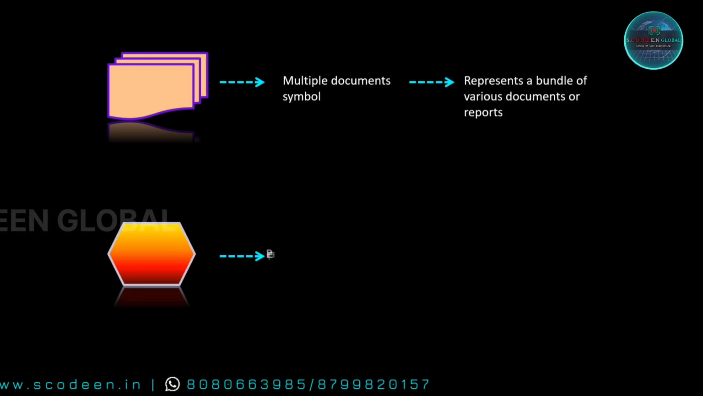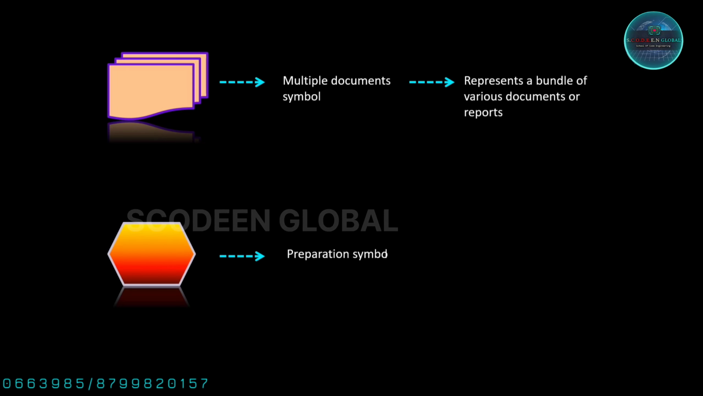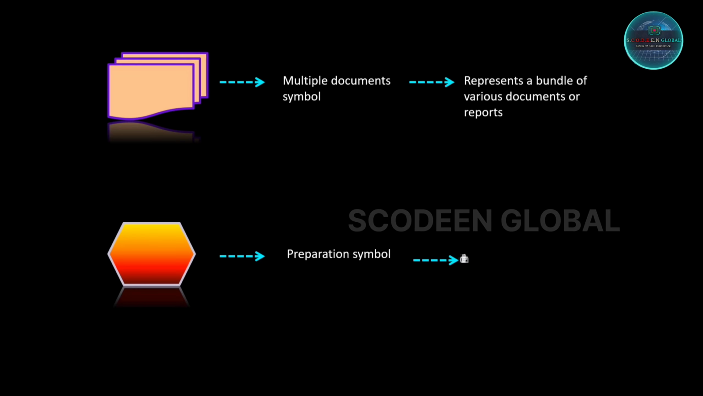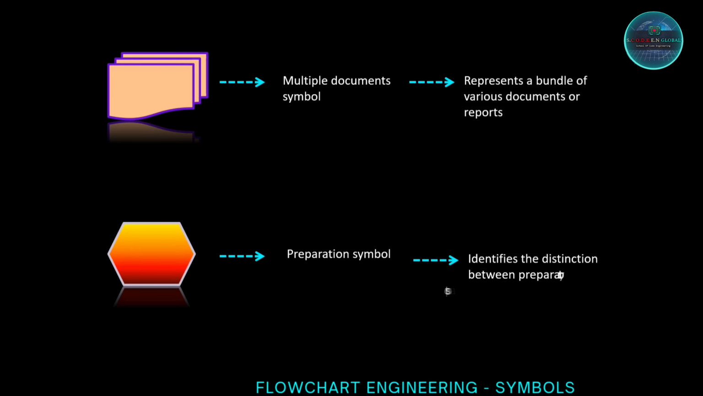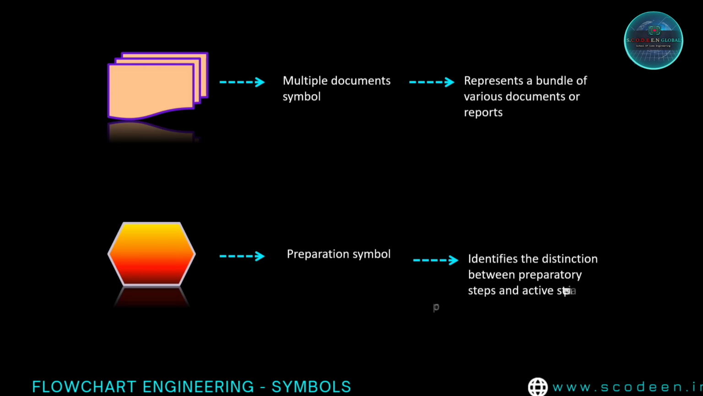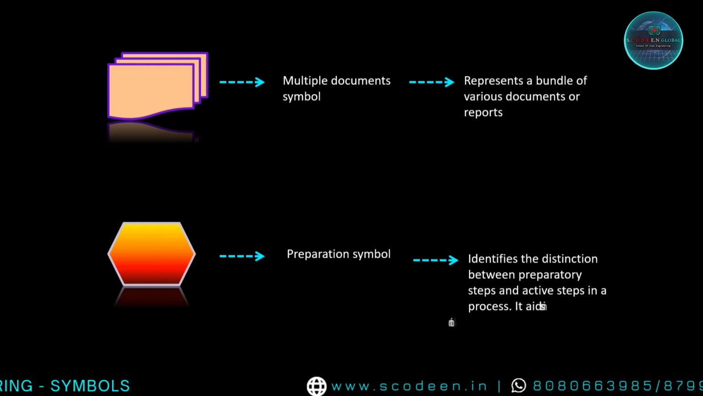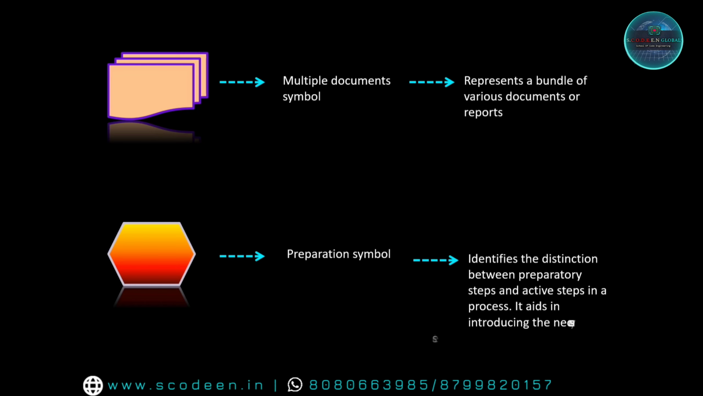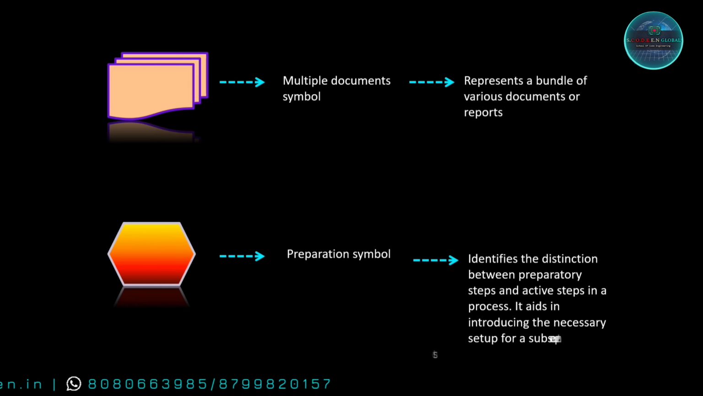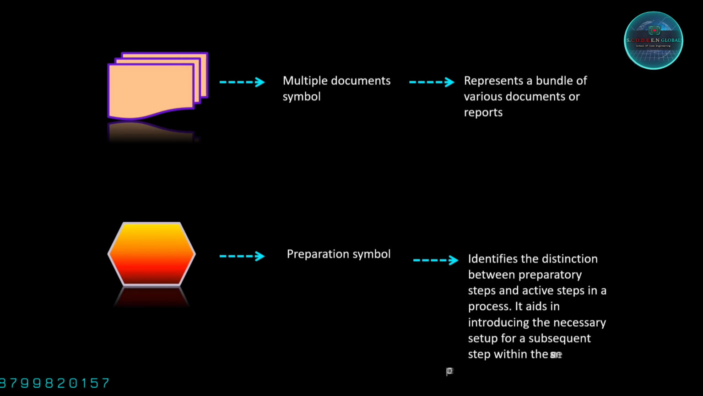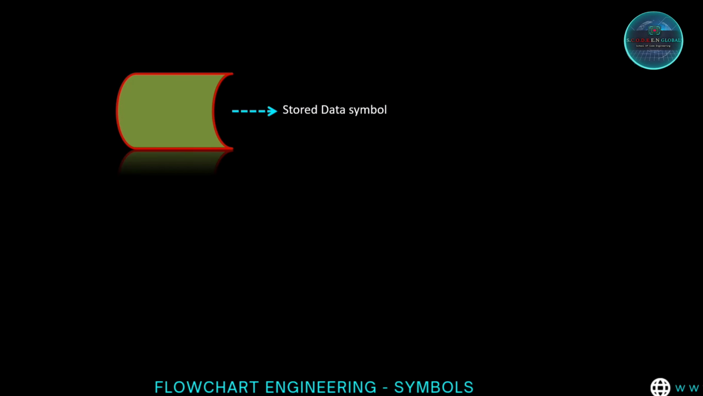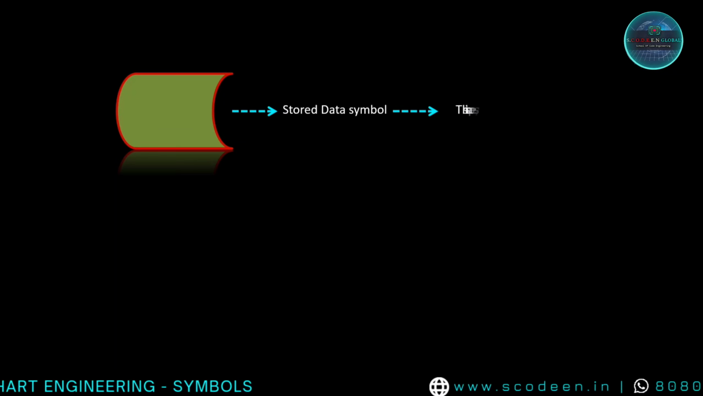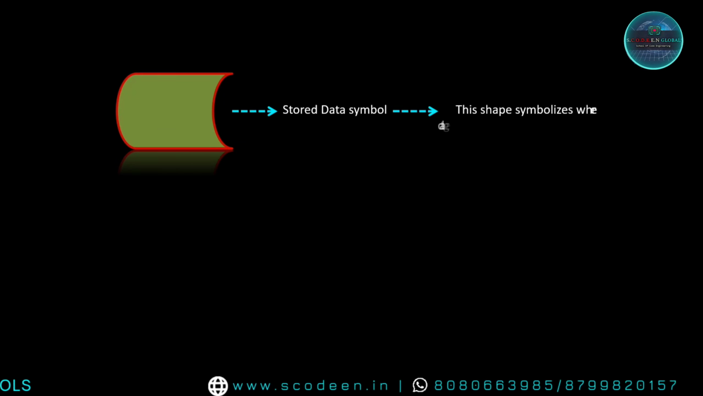This shape differentiates between steps that prepare for work and steps that actually do work. It helps introduce the setup to another step within the same process. This shape represents the data storage symbol, where exactly the data gets stored within a process.